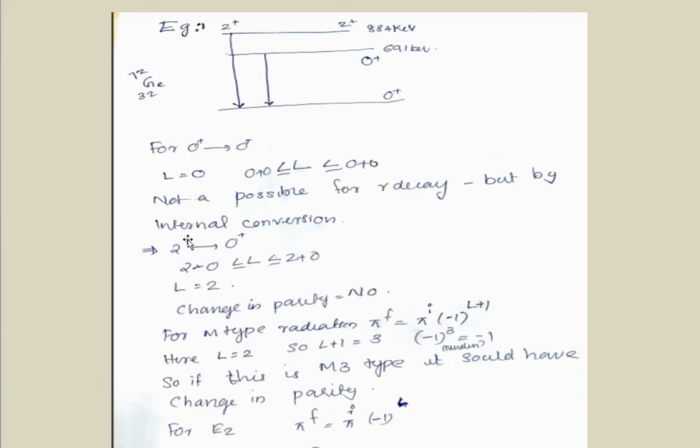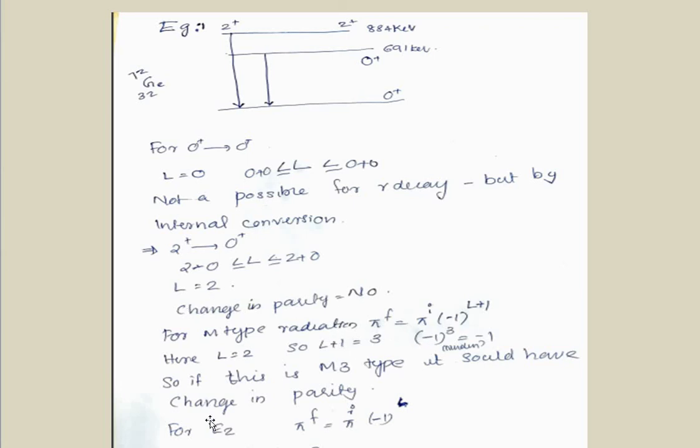So here the parity is changing from plus to plus. Initial nuclei have the positive parity and the final nucleus also has a positive parity. That means there is no change in parity. Since the value of L is 2, when we apply the selection rules, for M type of radiation, pi f is equal to pi I into (-1)^(L+1). So this will be -1. L is equal to 2, so L plus 1 is 3. So plus gives minus, and that is not possible. So M2 is not possible in this case.